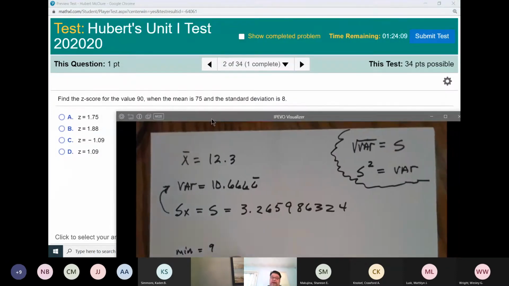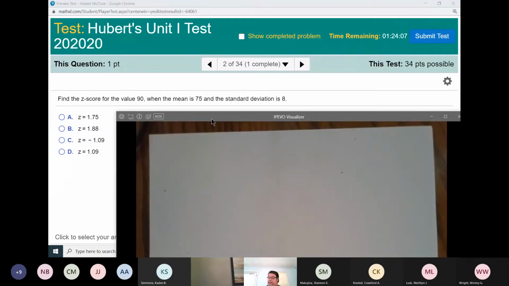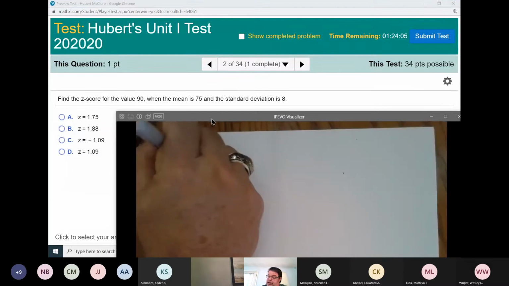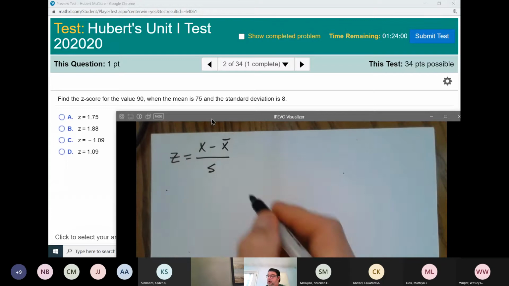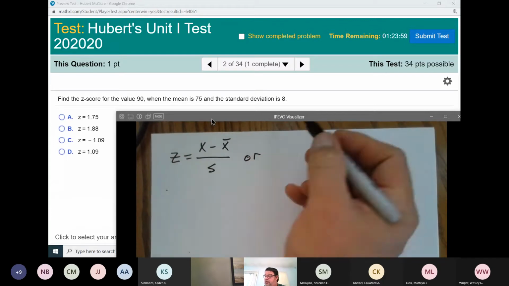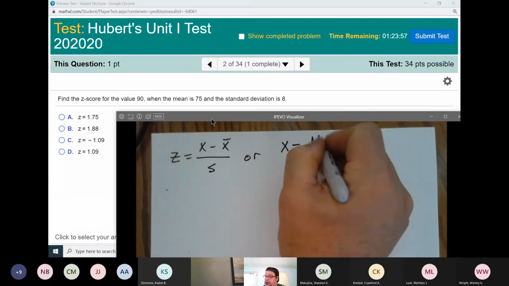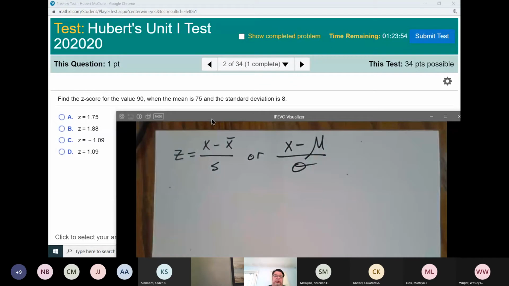Okay, I'll do it myself. Thank you for the interaction. I appreciate it. Z is equal to x minus x bar over standard deviation. Or if you like the Greek letters, x minus mu over standard deviation, either one.